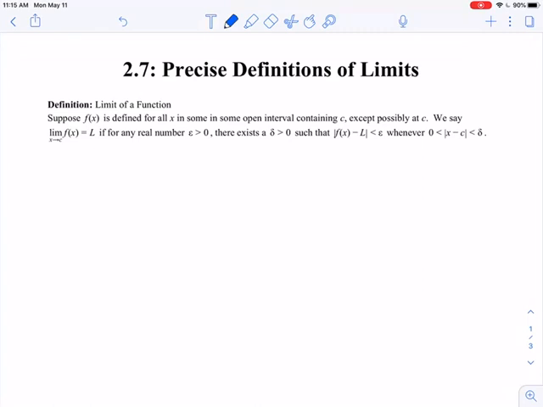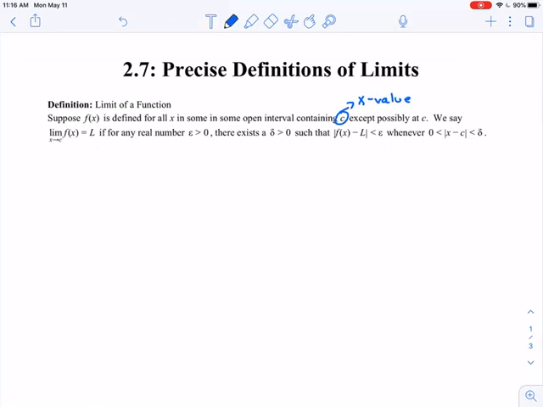It says, suppose that f of x is defined for all x in some open interval containing c except possibly at c. So let's stop right there. c is some x value, and this is a number that I'll pick. So I might say, okay, I want to find the limit at x equals 2 or x equals -5 or something like that. And here f of x is our function. We want it to be defined on some interval that contains c except possibly at c. And what that means is the function should exist everywhere except for perhaps at this one particular x value.